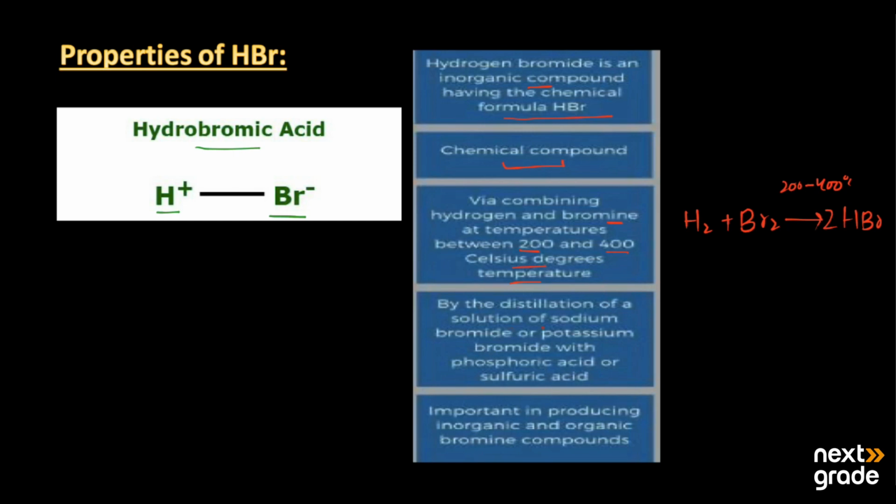It can also be prepared by the distillation of a solution of sodium bromide or potassium bromide with phosphoric acid or sulfuric acid; both methods can be used. It is important in producing inorganic and organic bromine compounds. HBr can also be used as a laboratory reagent, which is helpful for the production of many compounds.